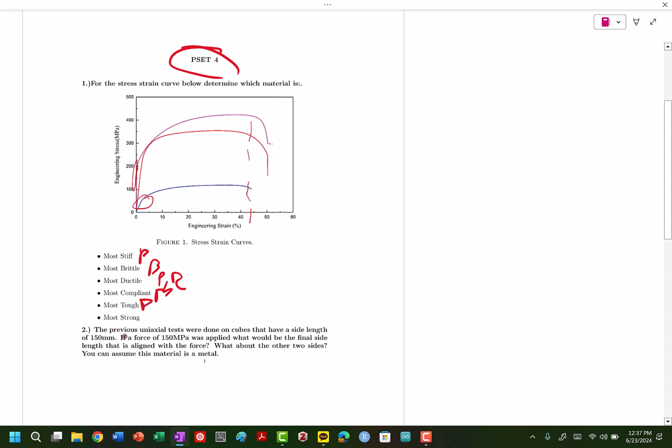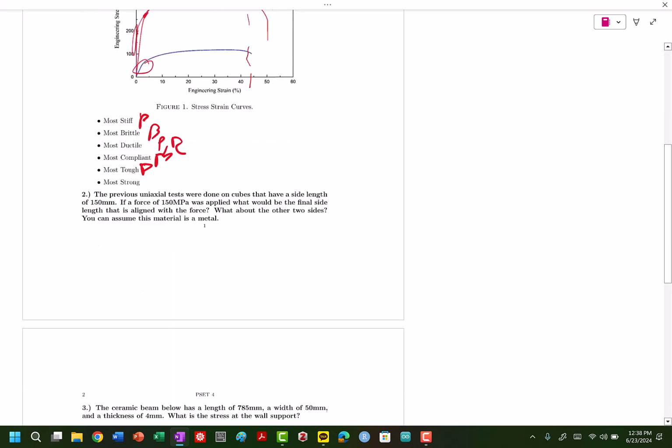Most strong, well, what do you mean by strong? If you're talking about yield strength, the largest yield strength will actually be the red. The largest ultimate tensile strength will be the purple, and the largest stress at failure will also be purple as well, because it's probably right about there. So there we go. We got it. That's our first solution, so our first problem is done.